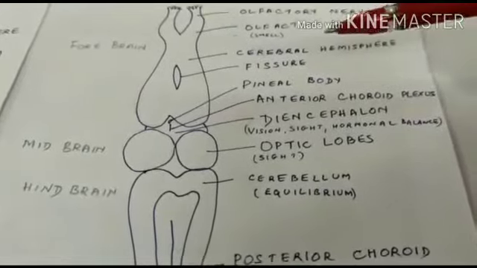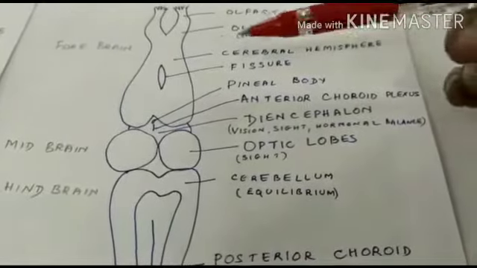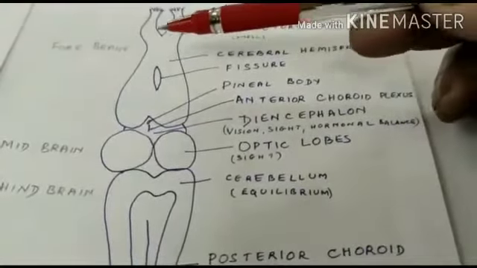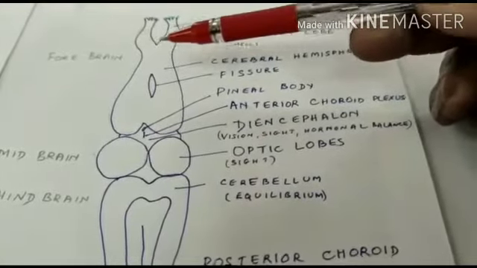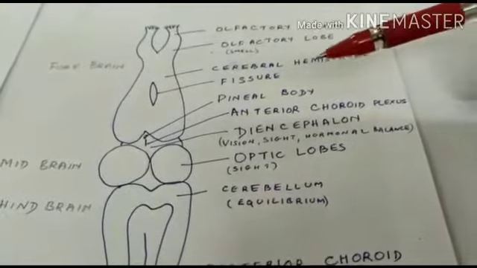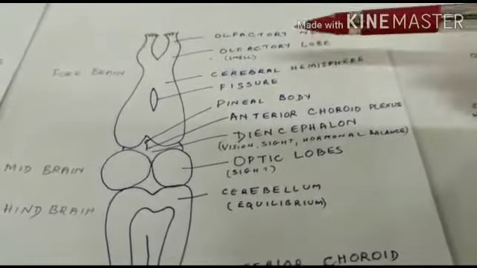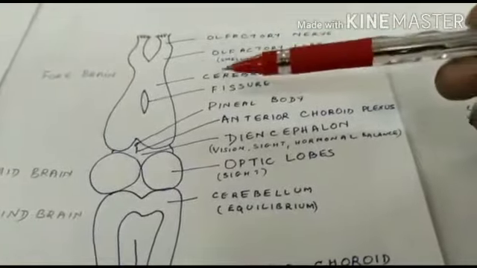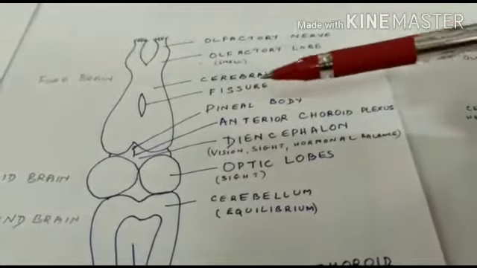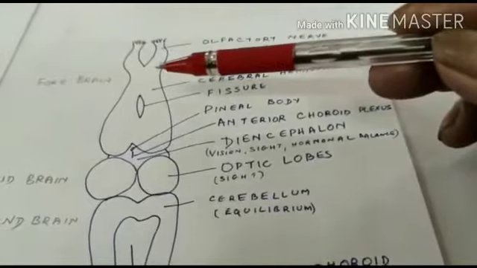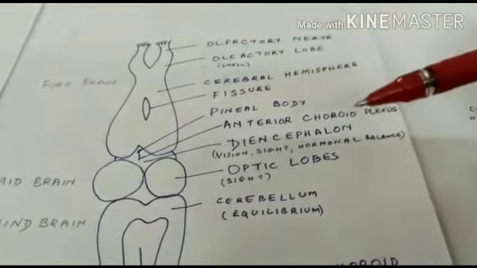The forebrain consists of the olfactory lobe, and each olfactory lobe is separated from the other by means of a dorsal groove, a longitudinal groove. And the olfactory lobe also has a ventricle inside. Ventricle is basically a cavity within the brain. And olfactory lobe is concerned with the sense of smell or olfaction.